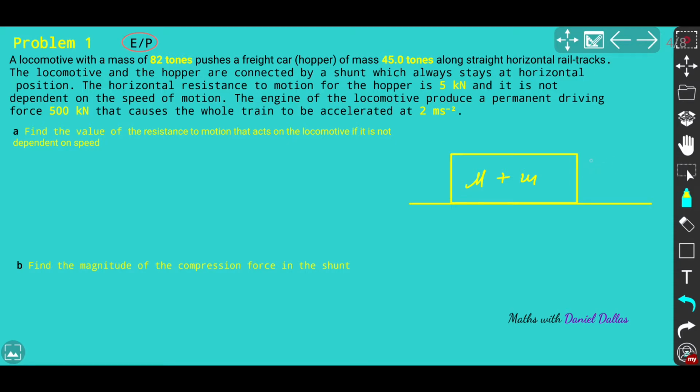So what do I have? I have, of course, F resistance 1 that acts on the hopper, which is equal to 5 kilonewtons, and I do have FR2, which is unknown, that acts additionally on the locomotive. That's our target one. Okay, what else do I have? I do have the driving force that acts to the right. And that's it. You see, it's a much more simplified version of what we've done before. So that's the easiest way.